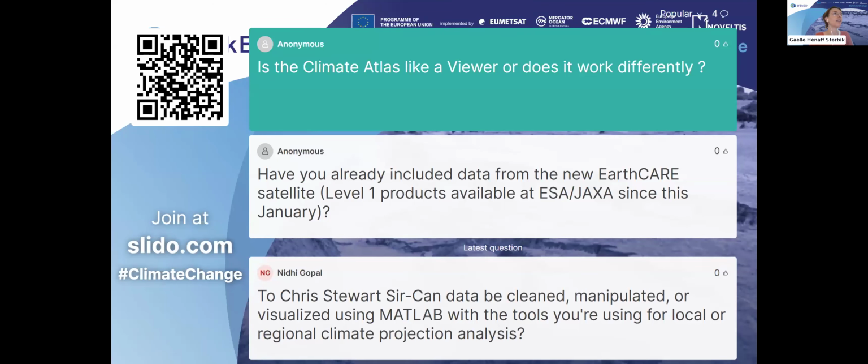So is the Climate Atlas like a viewer, or does it work differently? Yeah, so the Climate Atlas is like a viewer. And what it enables you to do is to view the data. So you can visualize it as a spinning globe. You can zoom in, you can click on a particular grid. And then for that grid, you can then expand another dimension. You can see the time series. So it's basically a graphical user interface for exploring the data to save you from having to download all the data and process it by hand.